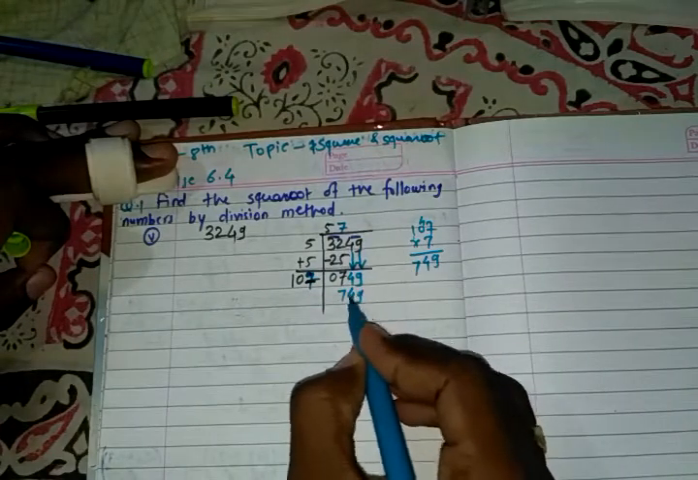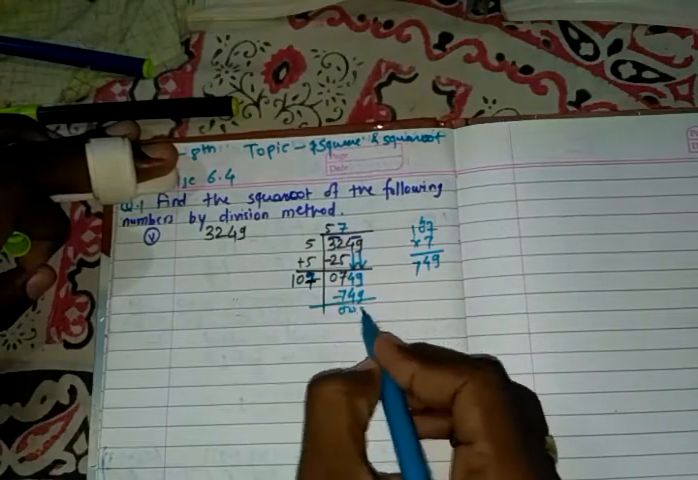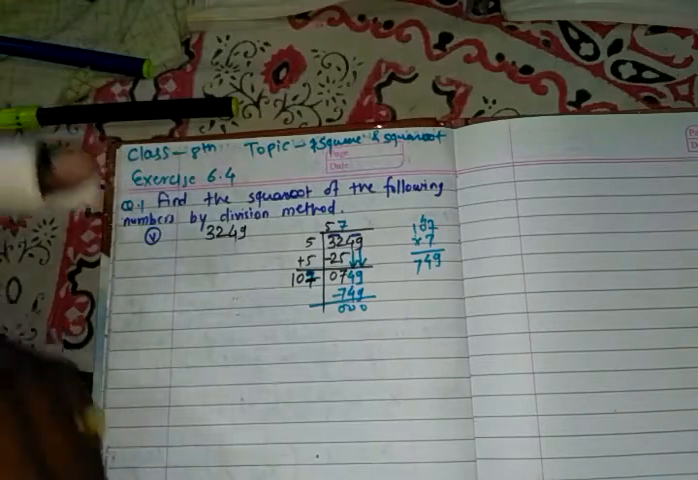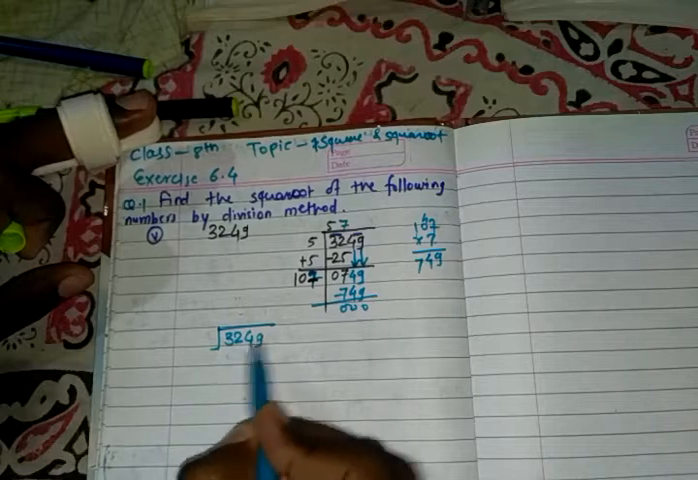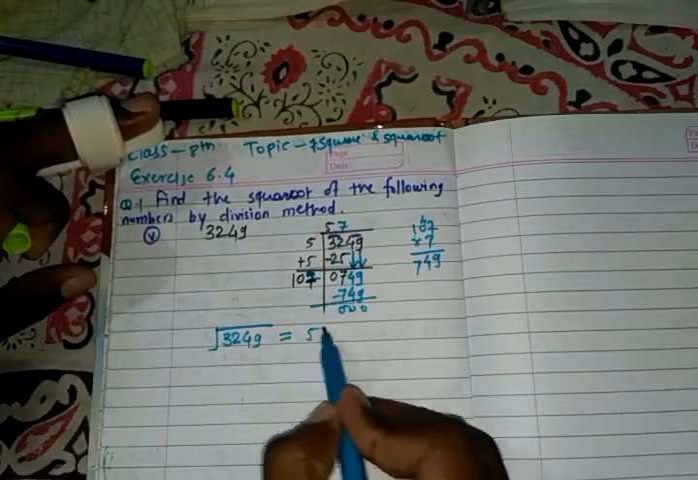So 749 minus 749 is 0. In this way, students, easily we will get the square root of the given number, that is, the square root of 3249 is equal to 57.